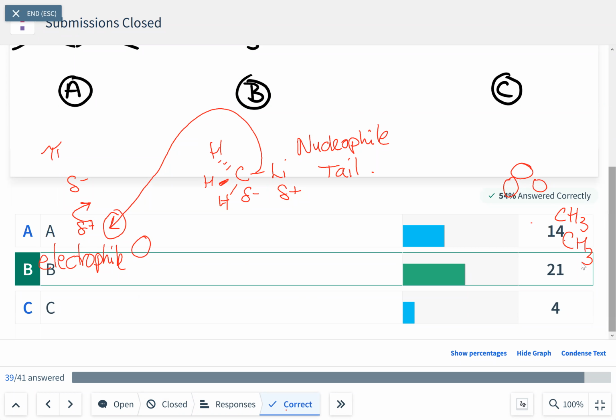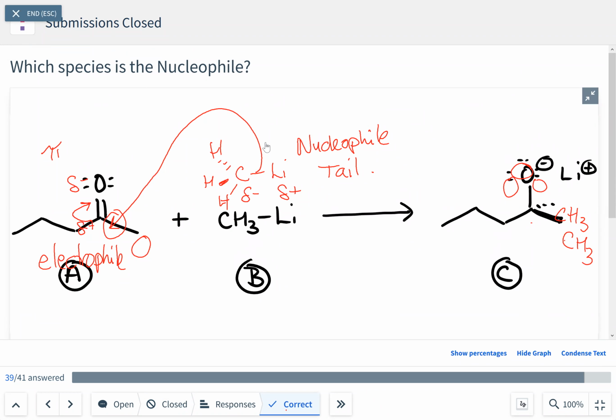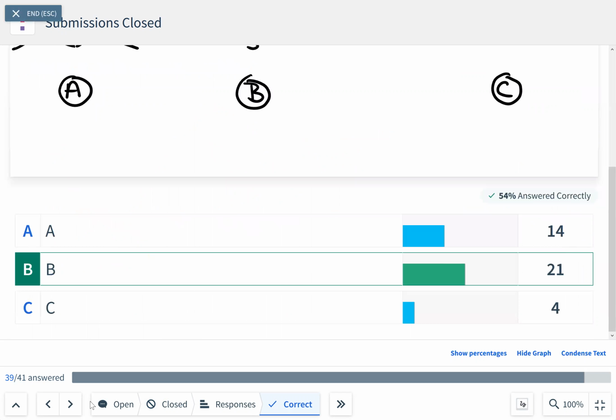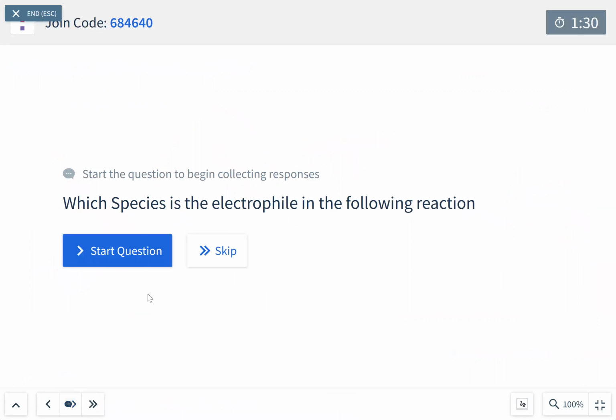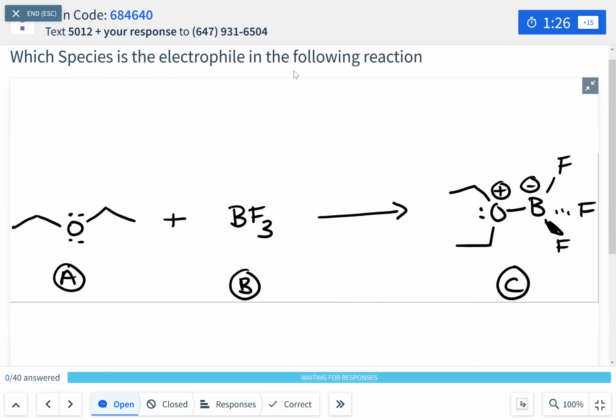So let's get rid of all of these drawings here. So the nucleophile is going to be the tail end, where the electrons start, and it's going to attack the electrophile, which is going to be where the pointy end of that first arrow is going to be. Now let me erase these arrows. Clear all. Okay. Let's do the next one. Which species is the electrophile in the following reaction?